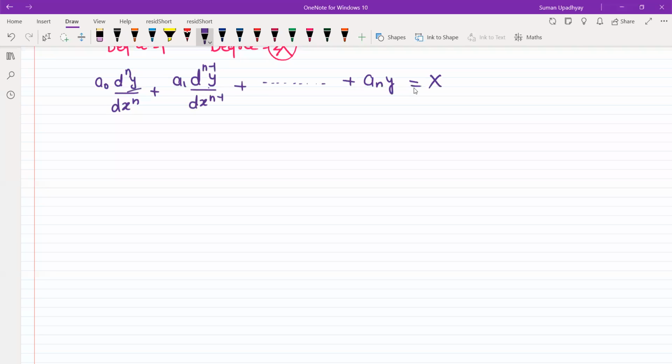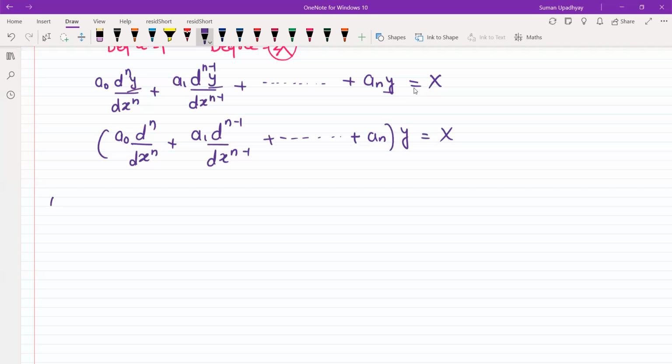Now आप देख सकते हैं हर एक टर्म में डिपेंडेंट वेरिएबल है. That I will keep out. So what will be left inside? So a1 d raised to n upon. Is this correct? What I'm doing, I'm keeping the dependent variable. जिसको differentiate कर रहे हैं उसको हम बाहर रखते हैं. So we'll see what will happen.